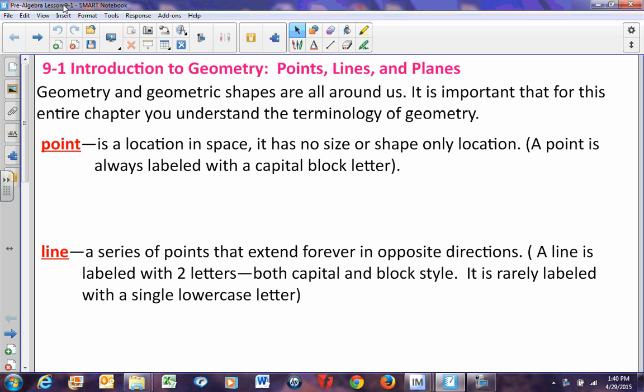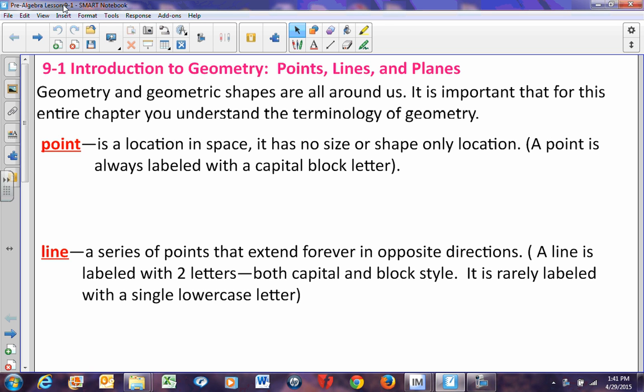It is important that for this entire chapter, you understand the terminology for geometry, which means as I go through these words, make sure you are showing the examples that I draw up on the board here. You need to copy those examples into your notebook. I've given you the definitions, but they won't do you much good if you don't have the pictures and the symbols that go with them.